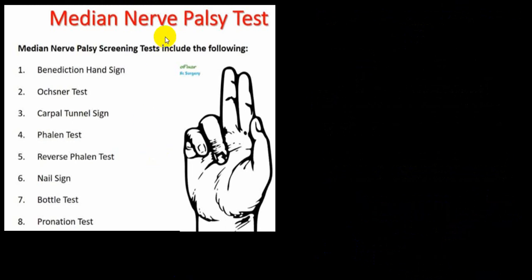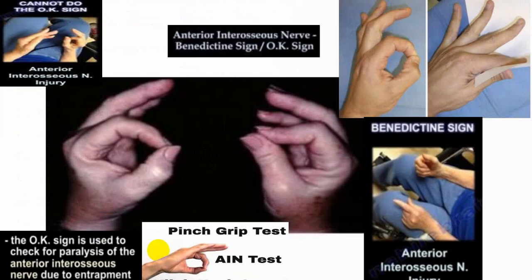So there are other tests also done very commonly, like Benediction hand sign, Osher test, carpal tunnel sign, Phalen's test, reverse Phalen test, nail sign, bottle test, pronator test, etc. There are different maneuvers to confirm the compression of the median nerve. There is one test called the OK test or OK sign. This will happen in a person if he has an anterior interosseous nerve injury.